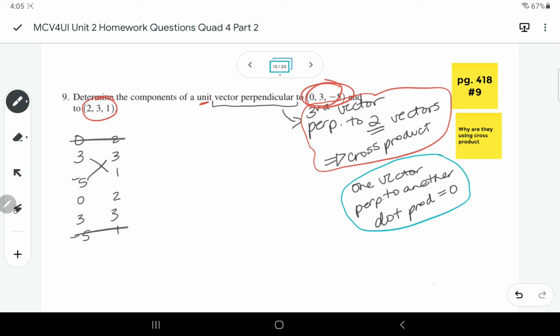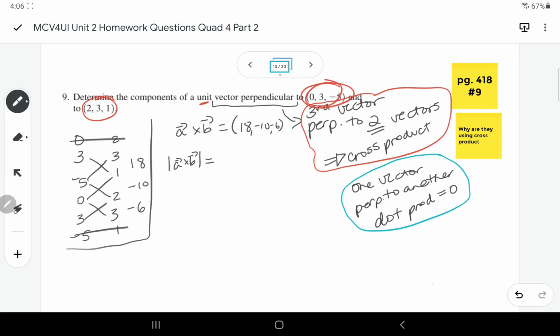So I'll have 3 minus -15, which is 18. -10 minus 0, so just -10, and 0 minus 6, which is -6. If I call it A cross B, that would be 18, -10, -6. And then I want to figure out the magnitude of that. I'm just going to use the regular magnitude formula: the square root of 18 squared plus -10 squared plus -6 squared.